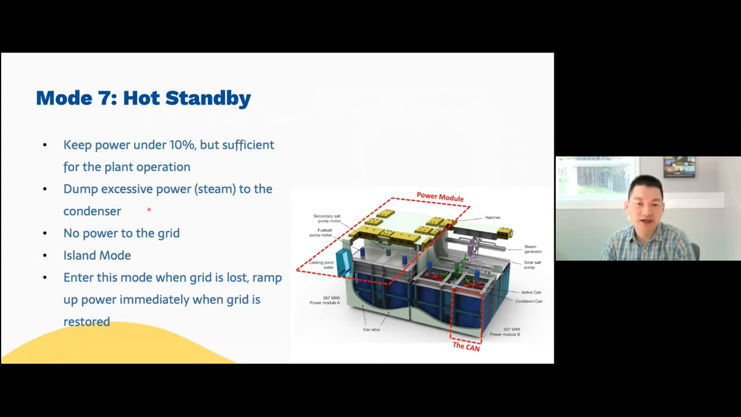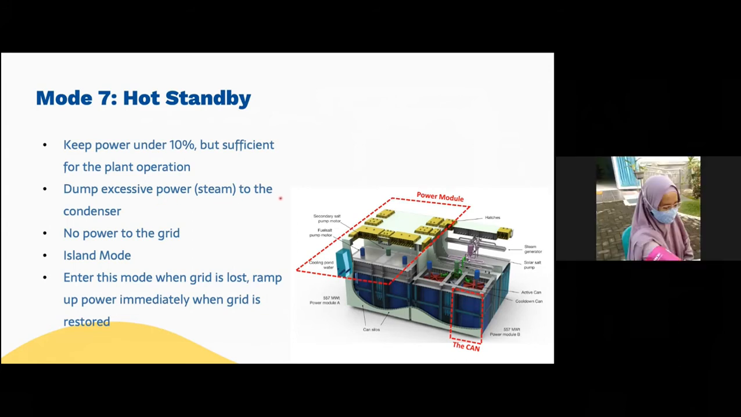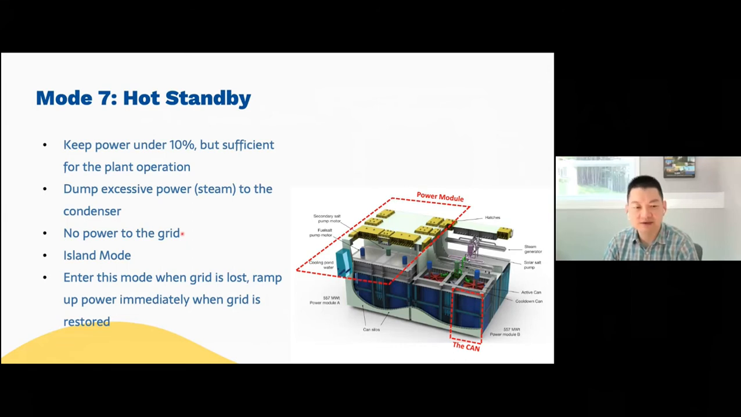And what if we have excess power for any reason? Then we would dump that excess power, meaning steam, to the condenser. We call this island mode, because thinking about this, it doesn't need any connections to the outside world. It will be self-sufficient, and it can stay in this mode for a very long time.